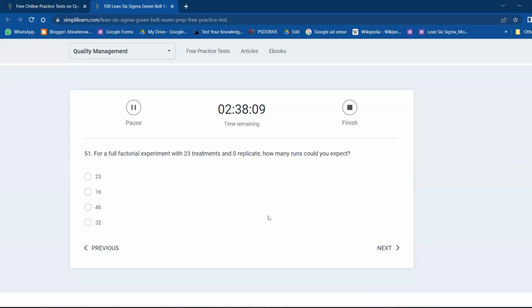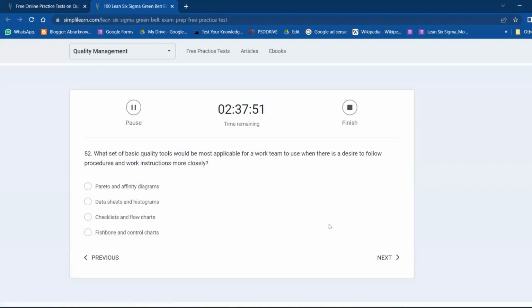51st question. For a full factorial experiment with 2^3 treatments and 0 replicates, how many runs would you expect? You would expect that 2^3 design and 0 is the replicates. 2^3 plus 0 is 2^3. And very simple question, isn't it?